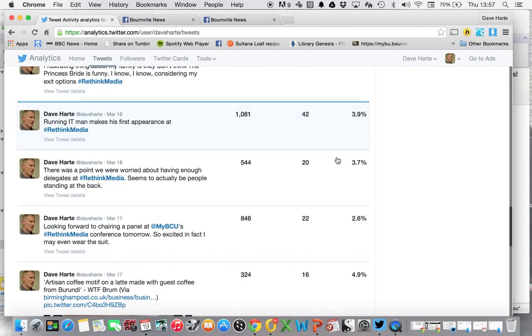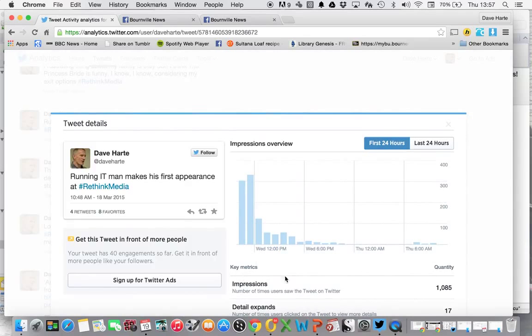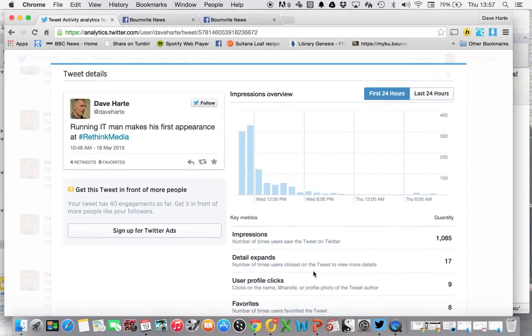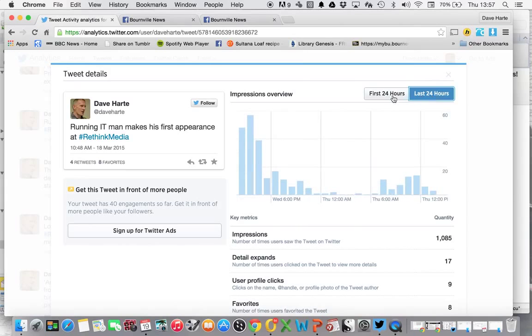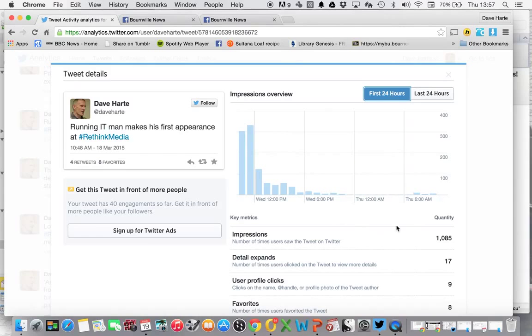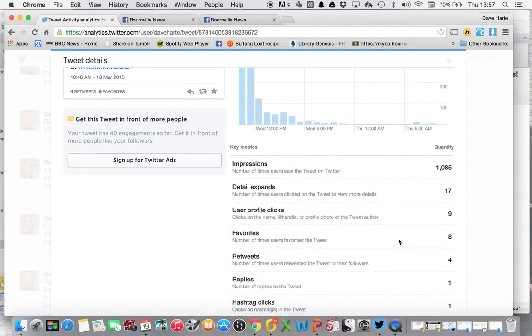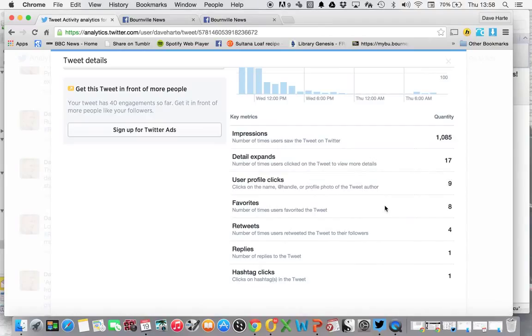Let's have a look at some others. Let's see, this one got more impressions. This is a tweet from a conference. Again, my more sarcastic ones tend to be more successful. So this tab shows the first 24 hours of the tweet or last 24 hours. Whichever way, this gives you the key metrics, the total to date. So this got 1,085 impressions, 17 detail expands, and then people were clicking my profile name to see who I was.